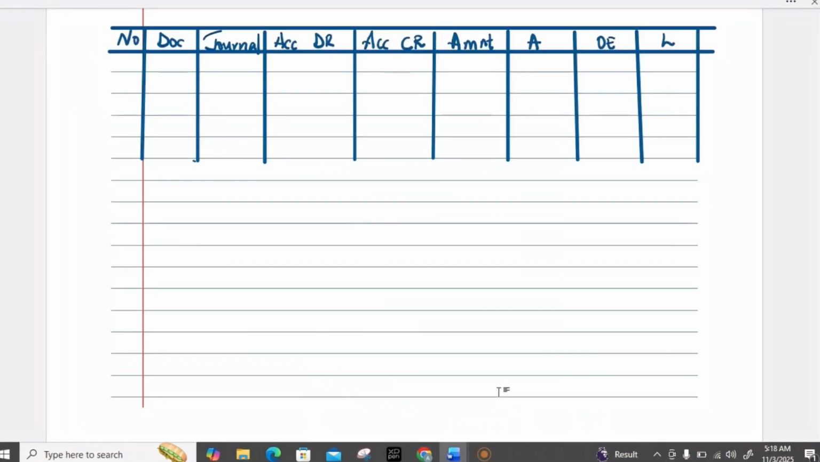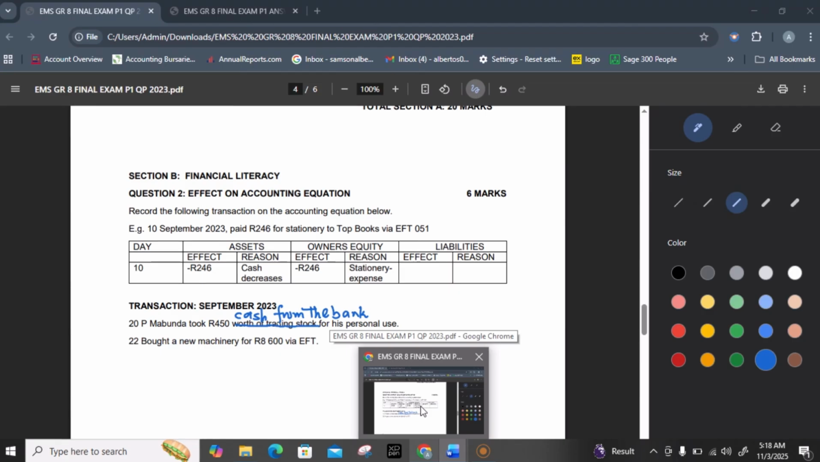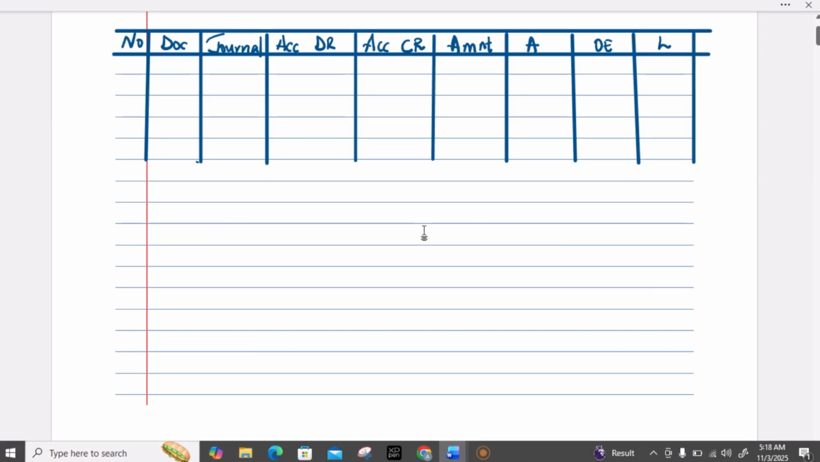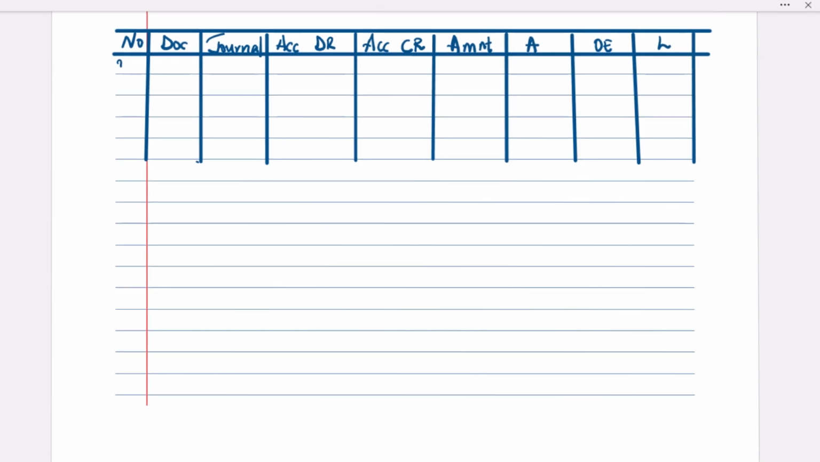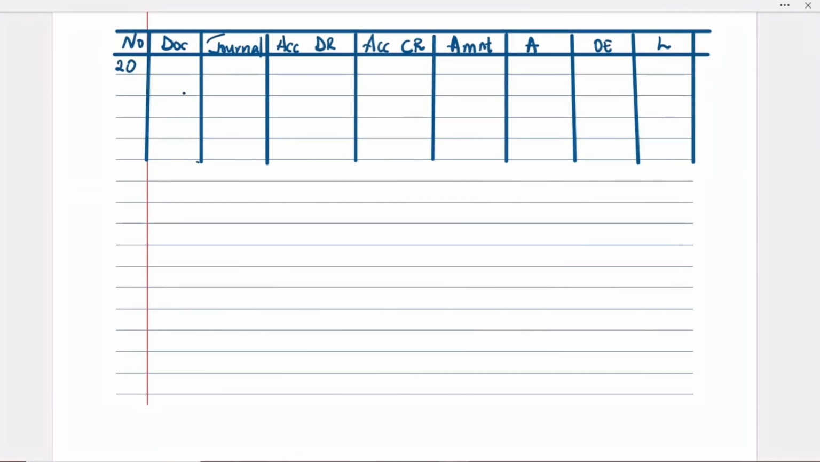Using our table. Remember, we're on number 1, which happens on day 20 of September 2023. So I'm going to simply say day 20, and then the source document for cash taken from the bank is EFT, and then the journal is CPJ. Now out of the transaction, I'm going to identify 2 accounts. The owner took 450 from the bank. So account number 1, bank.